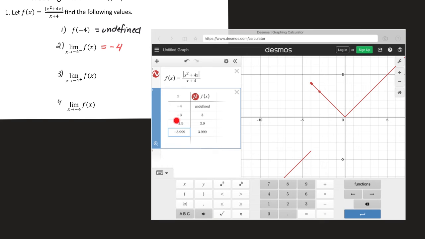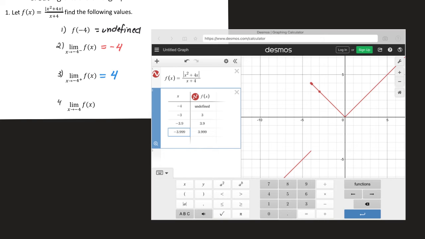Okay, as I approach negative 4 from the right side, meaning I'm a little bit less negative than the value negative 4, my y values are approaching the positive 4 y value. So as I get closer to the x value negative 4, the y values are getting closer to positive 4. So I can say that the limit of the f of x function as x approaches negative 4 from the right-hand side is the value positive 4.